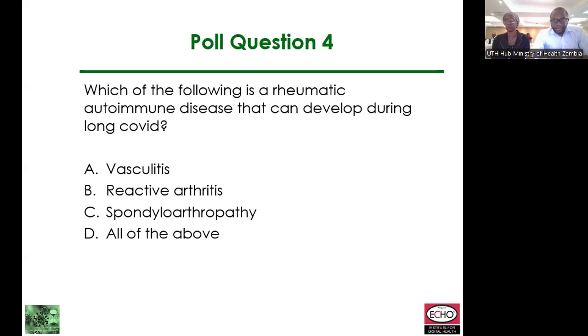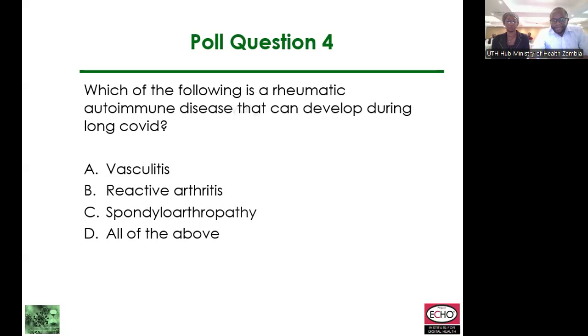Okay, so we have 5 more seconds to ending the poll. And we have 66% of the poll giving us their best answer. And the distribution of the answers is that 50% have picked reactive arthritis and 50% have picked all of the above. Okay, we'll move on to our fifth poll.